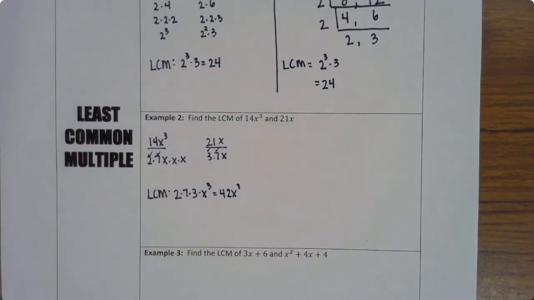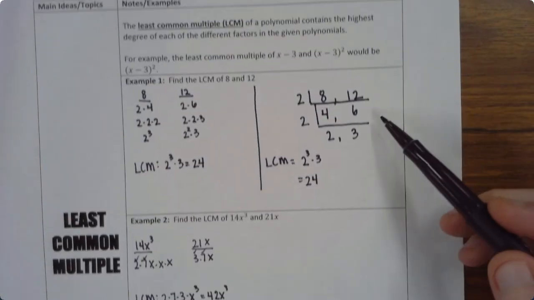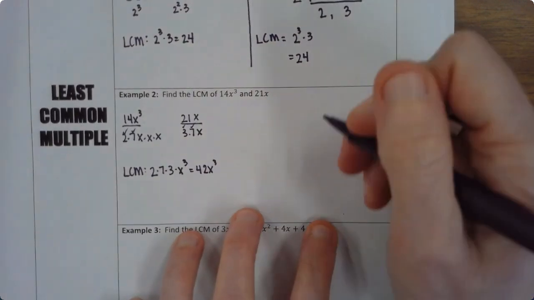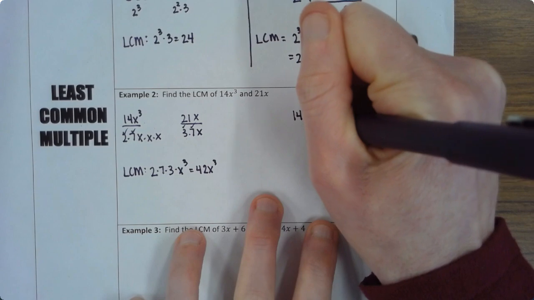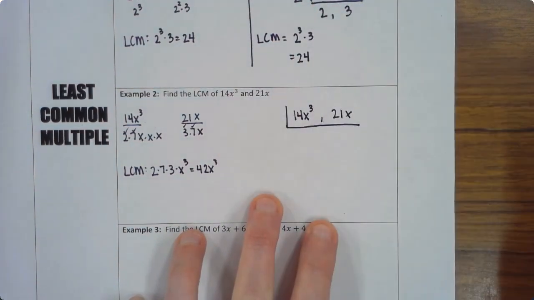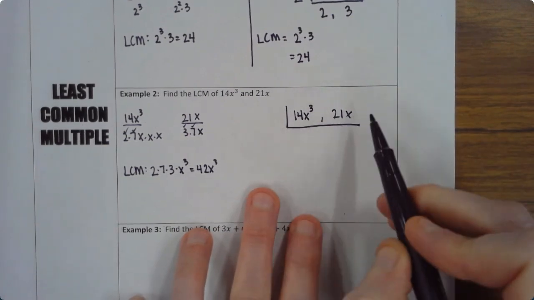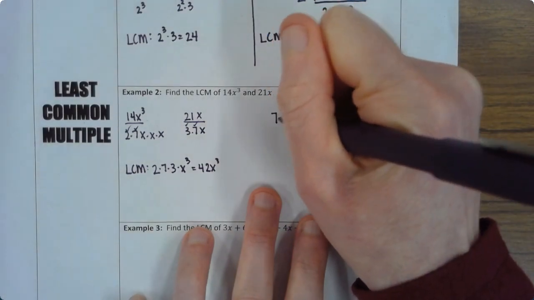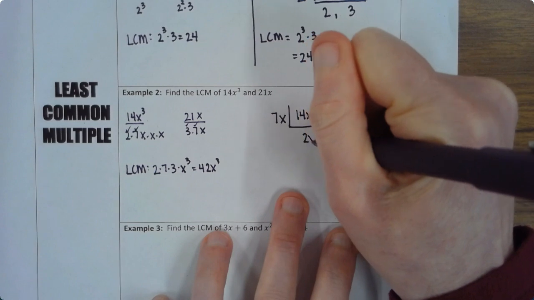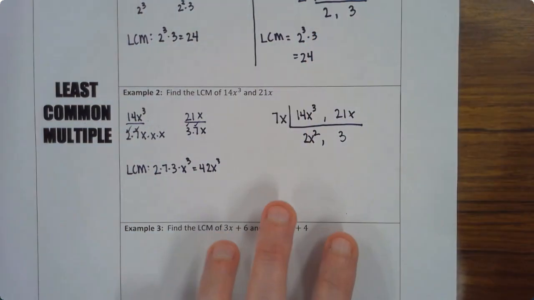We could apply the cake method or the ladder method if we wanted to, and it's going to look very similar to this strategy right here. I would just write both of my numbers next to each other. That's my top tier. Look for a common factor, so I know that they both are divisible by 7, and let's pull out an x while we're at it. If I divide this by 7x, I'll be left with 2x squared. If I divide this by 7x, I'll be left with 3.